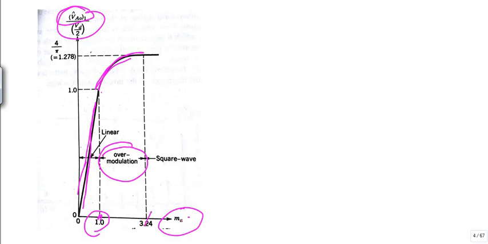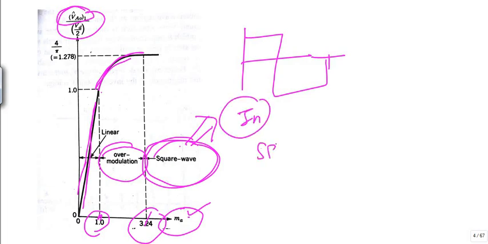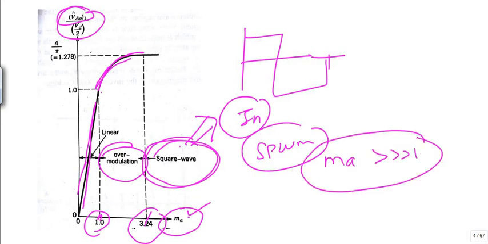And when my amplitude modulation index becomes very large, near about 3.25 or more than that, as a particular case I am taking here, then we get this square wave region. Square wave region is nothing but we are getting a square wave as output. So we can say that the square wave inverter is nothing but a special case of SPWM, when my modulation index is much greater than 1, very large.